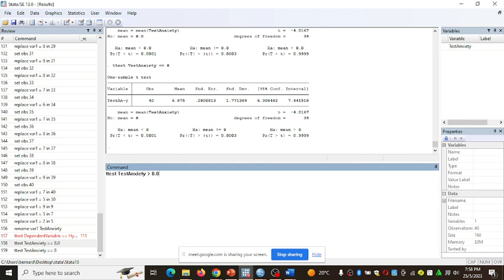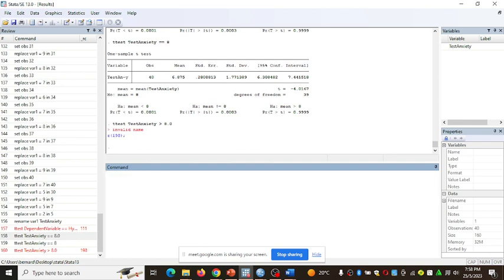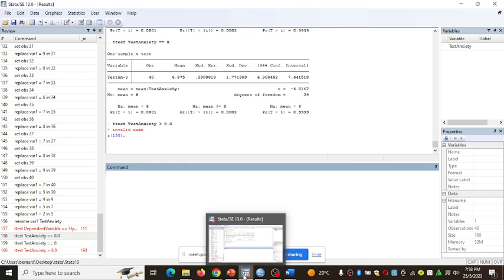Just a question. So what happens if the p-value is greater than 0.05? Yes. What happens if the p-value is greater than 0.05? We fail to reject the null hypothesis. We fail to reject.